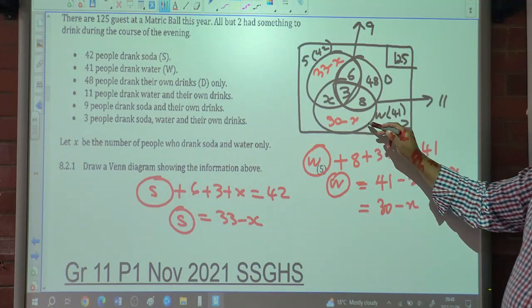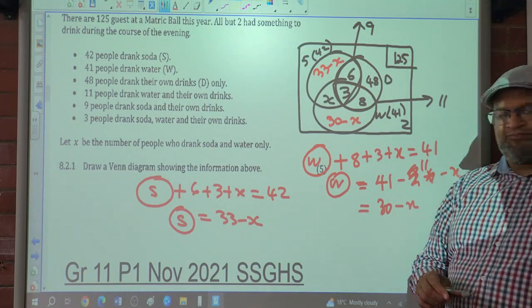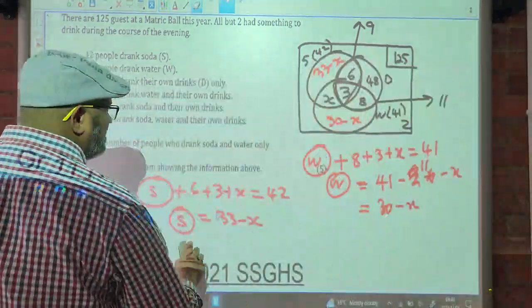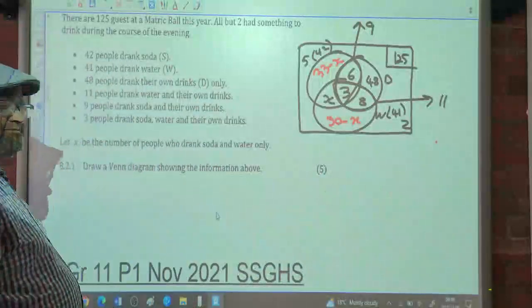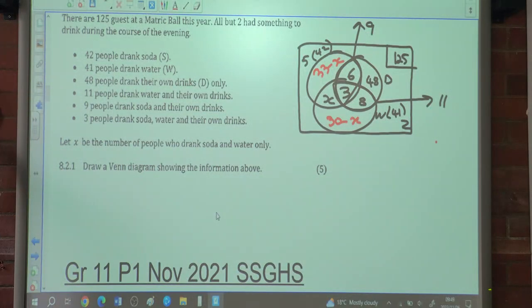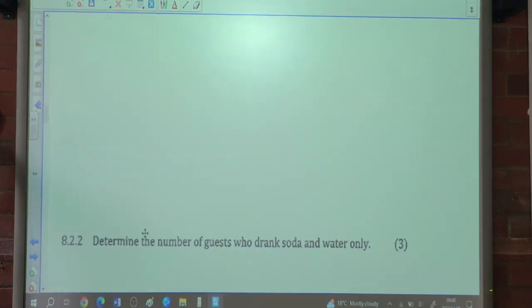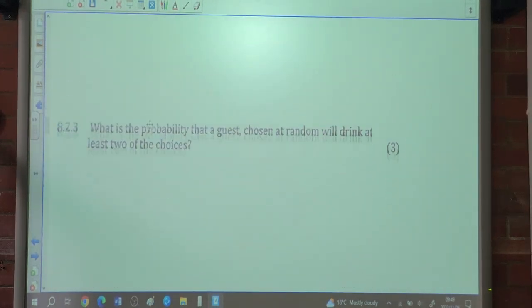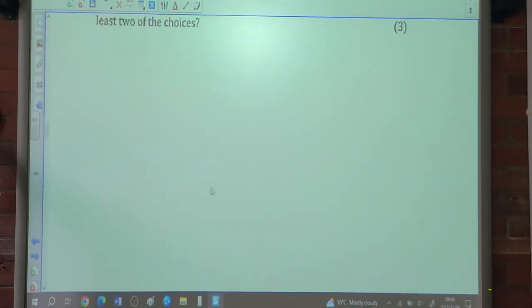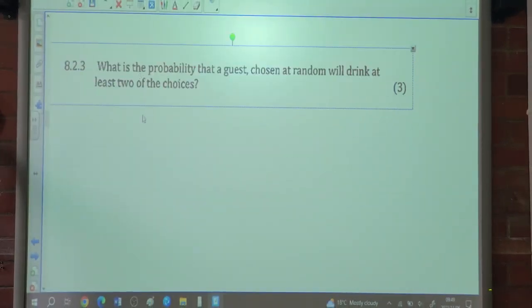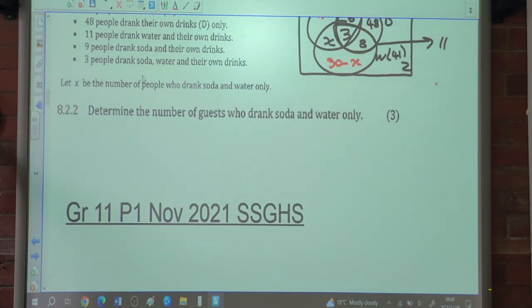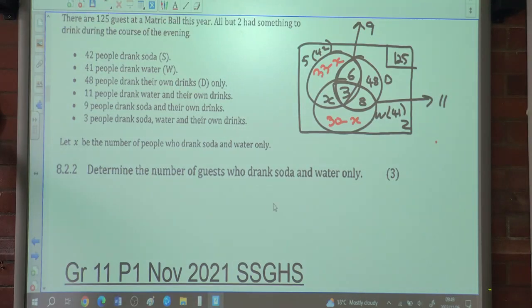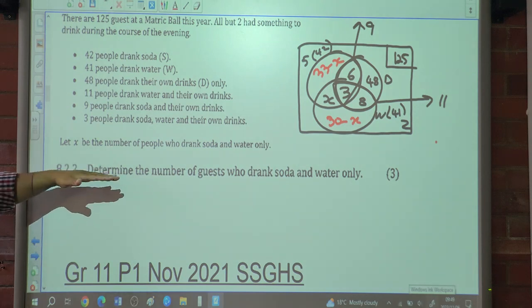Don't need to get upset. Okay, you all agree with that? So did I ask us to solve X here? No. If you want, you can solve X at this point. Okay, and you just bring it down to the next question. The next question says, determine the number of guests who drank soda and water only. So in other words, here they're asking you to solve for X.